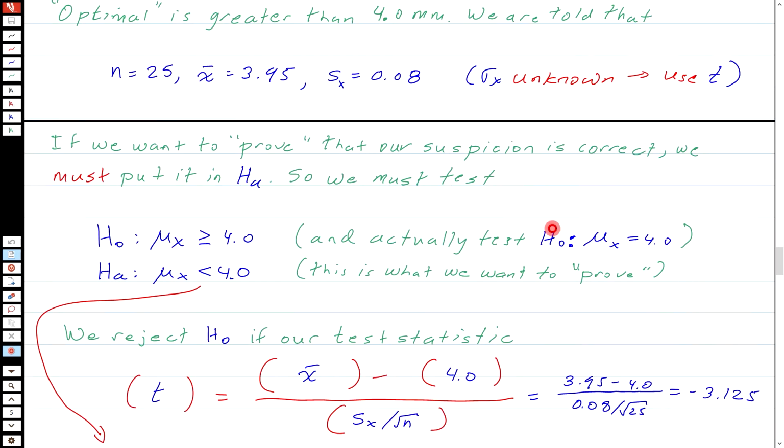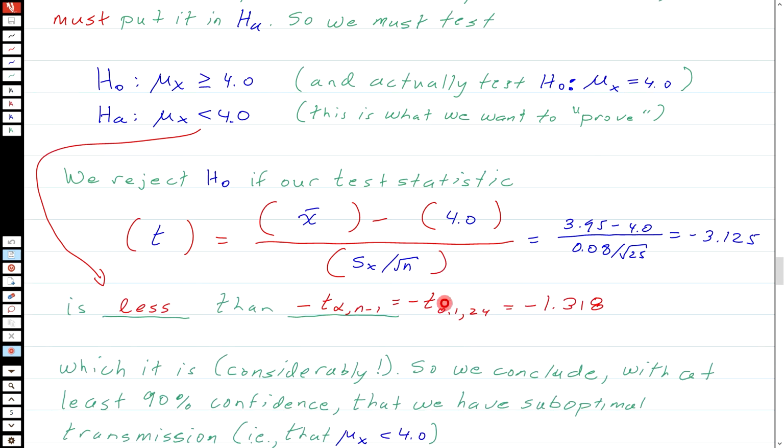If we want to prove that our suspicion is correct, we have to put our suspicion into HA. So HA has to be mu x less than 4. And that means H naught is mu x greater than or equal to 4. And we actually test mu x equal to 4. That gives us a mean that we can use in our test statistic.